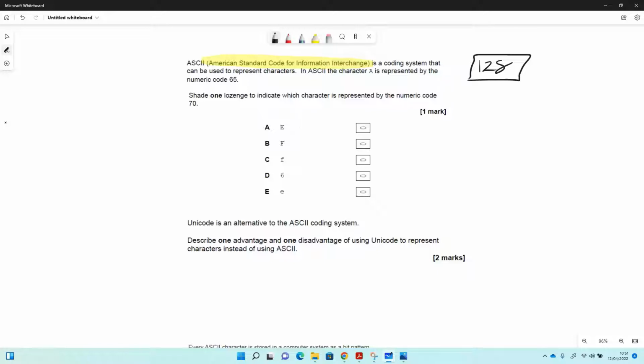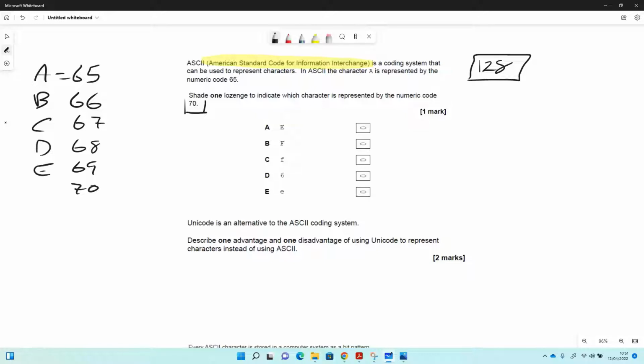Now the first question, it's a shade the lozenge idea. They're telling us that A is 65, and all I want to know is what 70 is. So let's just write the numbers down. 69, 70. And ASCII and Unicode follow on. So A, B, C, D, E, F. It's a capital A that we've got there. So 65 to 70, the answer is going to be F.